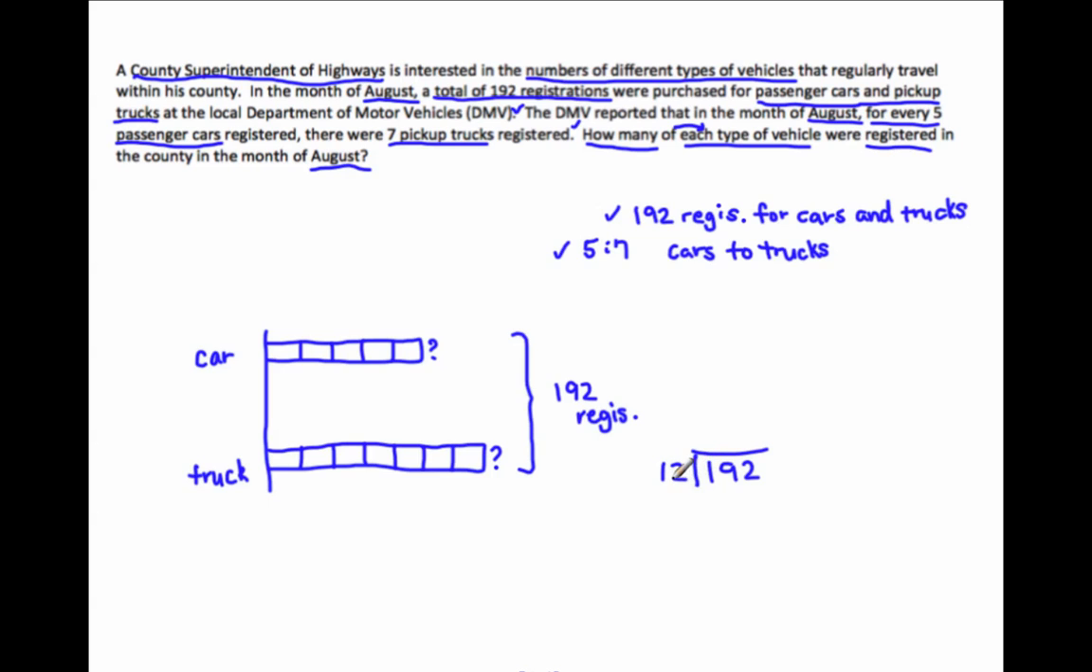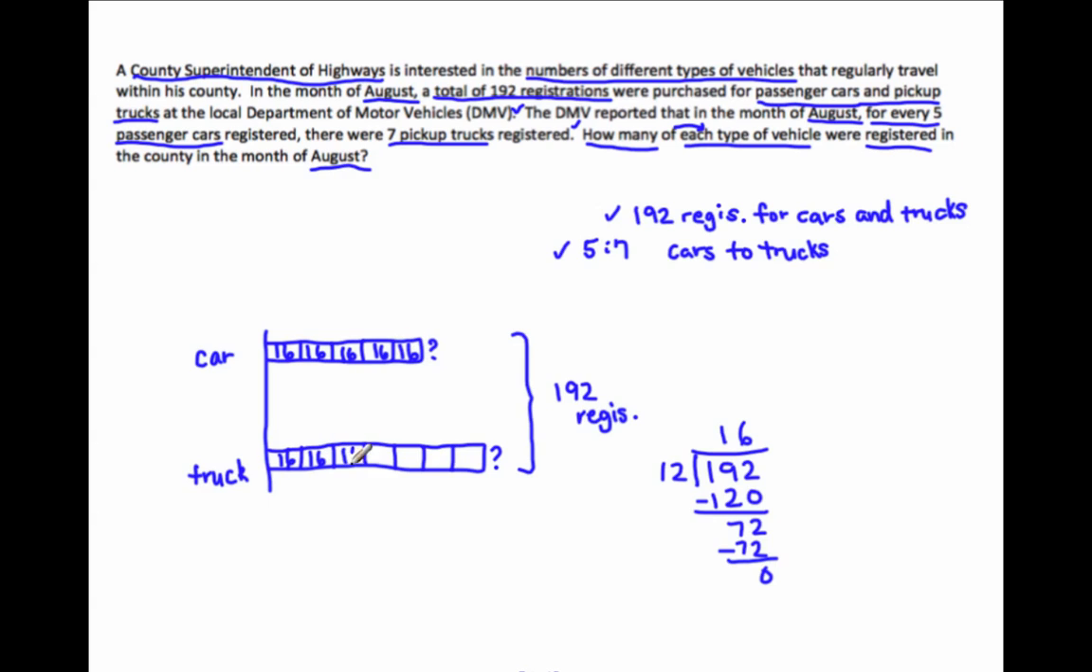All right. 12 goes into 192 10 times. 10 times 12 is 120. There's 72 left. 12 goes into 72 6 times. 6 times 12 is 72. So 192 divided by 12 is 16. That means each of these units is 16 registrations.